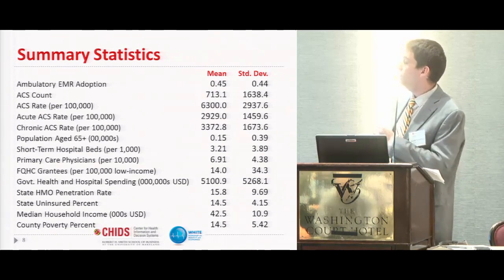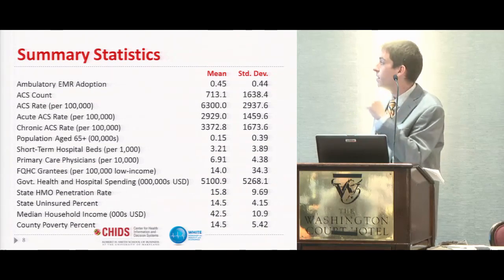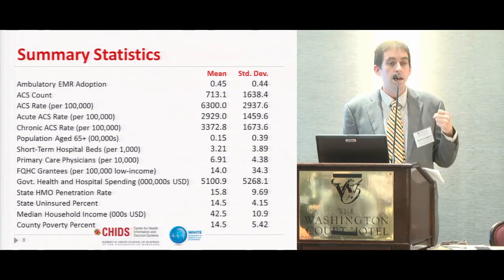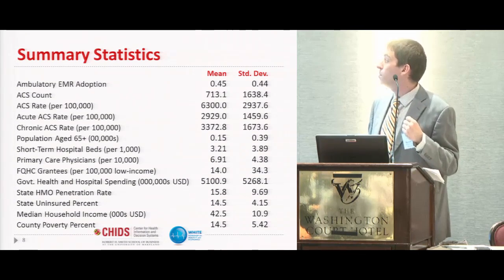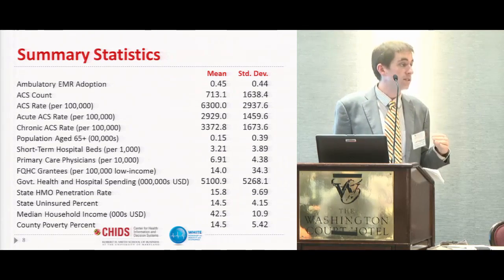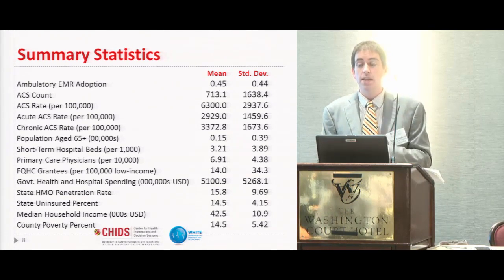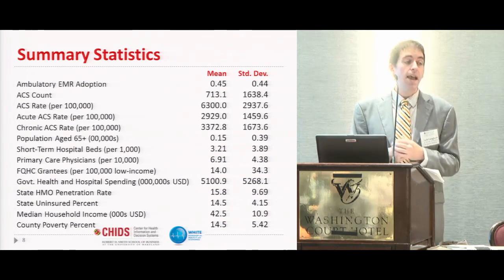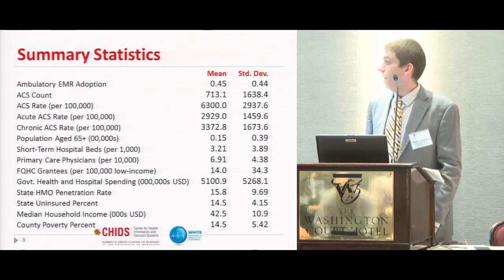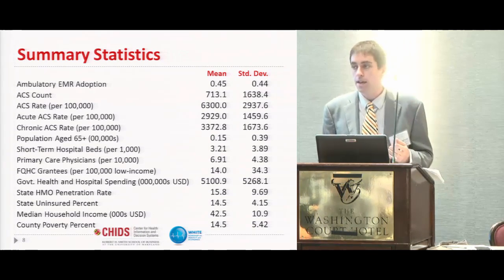So here are some summary statistics. I'd focus your attention on the first three. Ambulatory EMR adoption is our main treatment measure. That's an indicator of the fraction of providers in a county that have adopted an ambulatory EMR system, which is our main measure of health IT adoption in the ambulatory setting. The mean over the sample period is 0.45, but that really increased substantially over the course of the sample period, from 0.22 in 2003 to 0.68 in 2012. The ACS count is the number of hospitalizations in a county that are identified as ACS, and the rate is our main outcome measure, the number of hospitalizations per 100,000 people over the age of 65. And as you can see, our control variables include measures of healthcare provision and economic conditions in a county.